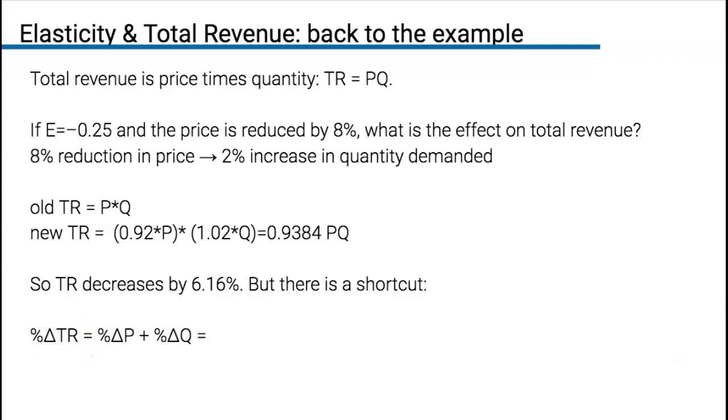Let's see how that works out. We know that the price is reduced by 8%, so the price change is going to be negative 8%. Quantity is increased by 2%, so we need to just add negative 8 plus 2 to get negative 6%, and we get roughly the same answer as in the original setting by doing multiplication. So whenever possible, use the shortcut and replace multiplication with addition. You will get roughly the same answer, not exactly the same, but the answer is going to be very close to what you're dealing with.